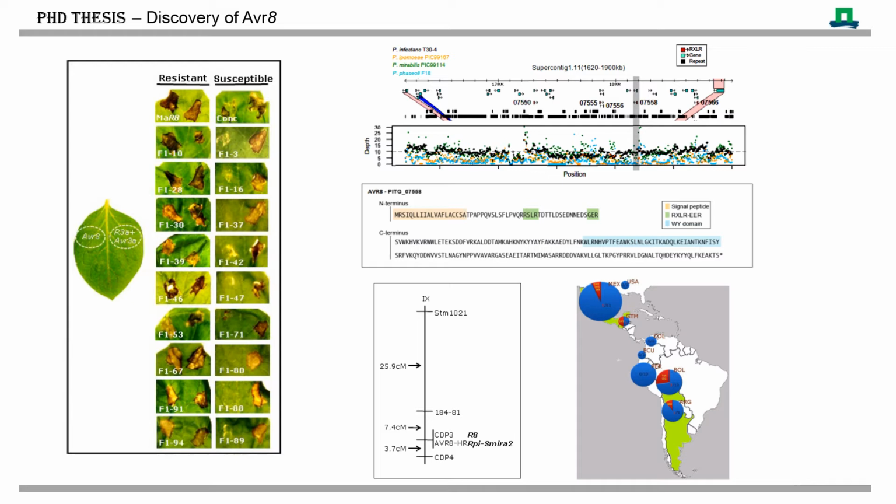Interestingly, the response to AVR8 also co-segregated with the response to EPOC in Sapomira-derived segregating populations. So we concluded that RPI-MIRA2, which was found by other PhD students in our group, is the same gene as R8.